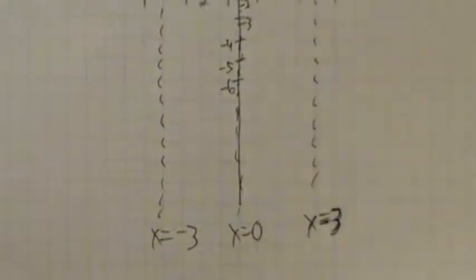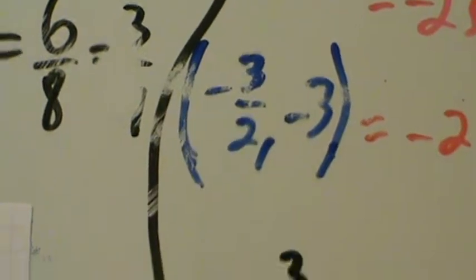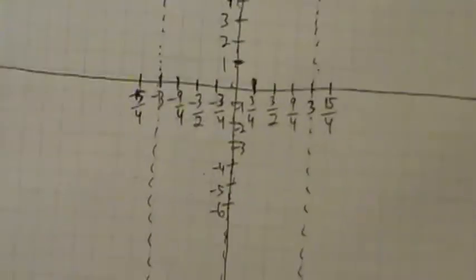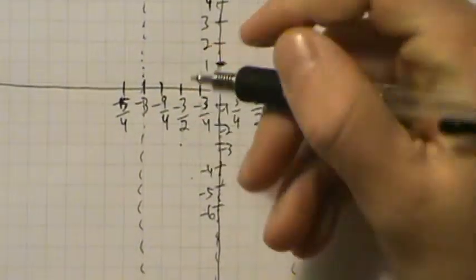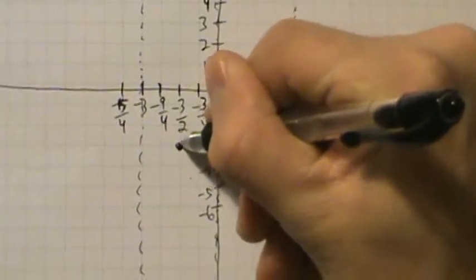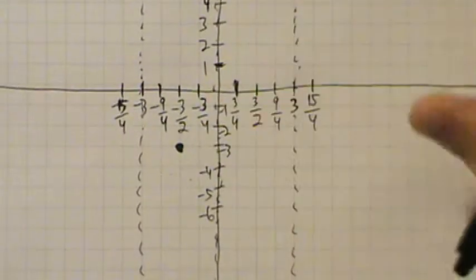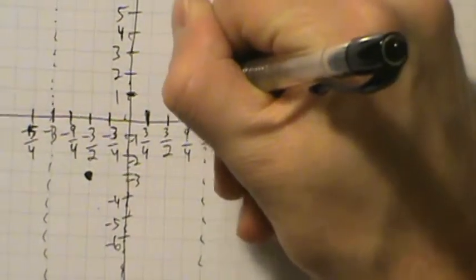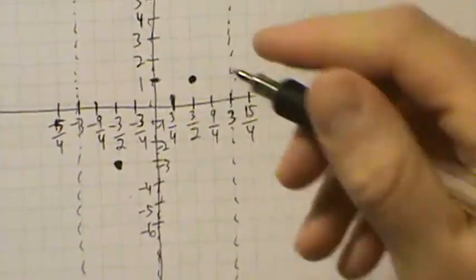Okay, now we're going to plot those points. So what were the points? They were (-3/2, -3) and (3/2, 1). Okay, so (-3/2, -3) is right here. And then (3/2, 1) is right here.